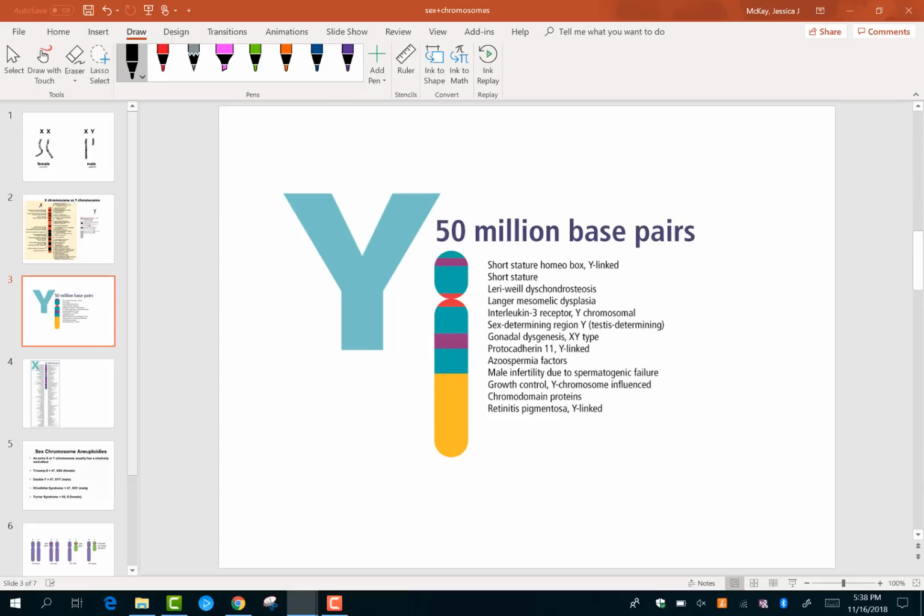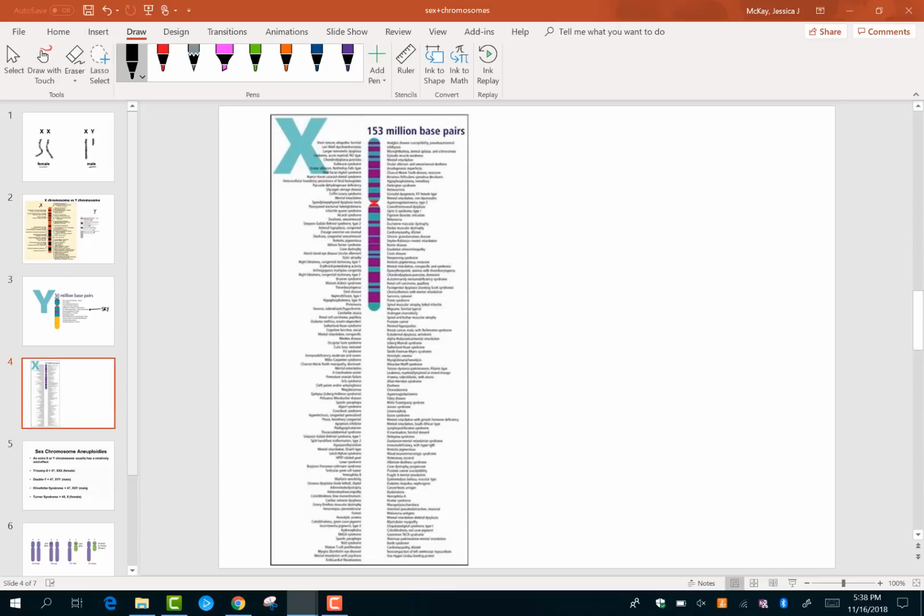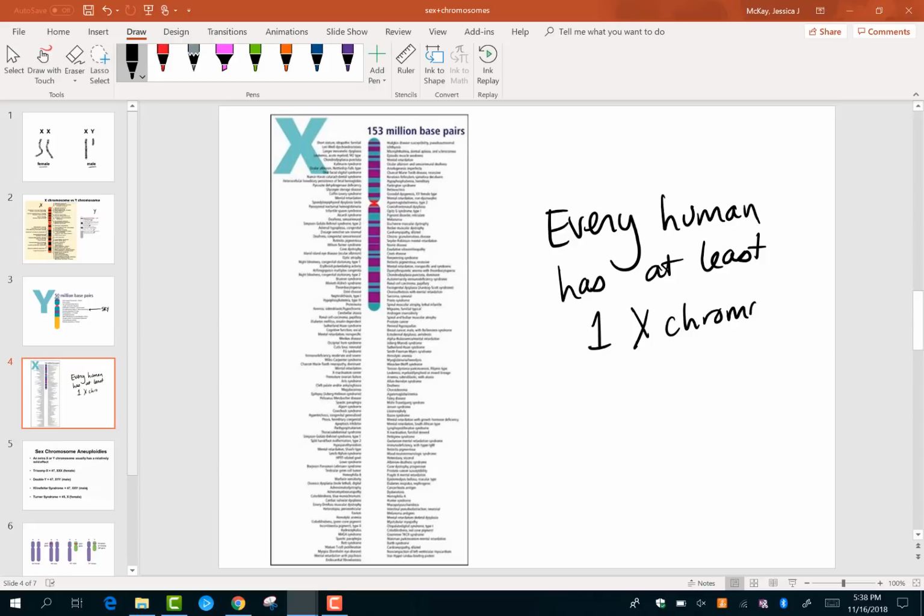What's really on the Y chromosome, and the most important one, is this, sex-determining region Y, which is called SRY. That makes you a male. That part makes you have male genitalia. Okay, you can see that the Y chromosome is 50 million base pairs. The X chromosome is 153 million base pairs. Lots of genes, and remember, every human has at least one X chromosome. Okay? Every human has at least one X chromosome. So you cannot live without the X. You can live without the Y.